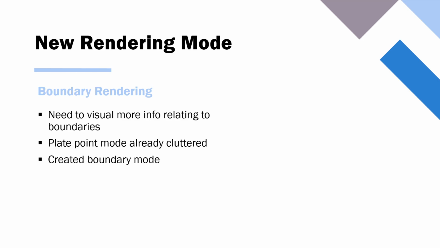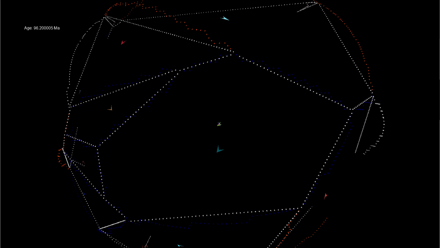Second job was creating a new rendering mode. So we need quite a bit more info relating to boundaries. I'll talk about that in a second when I show you the new rendering mode. And the plate point mode was already quite cluttered, so I've created a new boundary rendering mode which shows just the boundaries. So let's have a quick look at that.